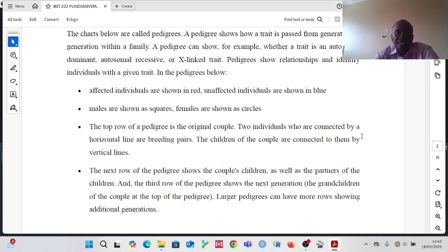Then now in a family, lazima kuna wale wazazi wenye wanaanzisha. So if you are talking of your family, then it is your father and your mother. If you are talking of your extended family, then it is your grandfather and your grandmother. So the top row of any pedigree refers to the first couple. So if it is your family, then it is your father and your mother. That is what the top row will be representing.